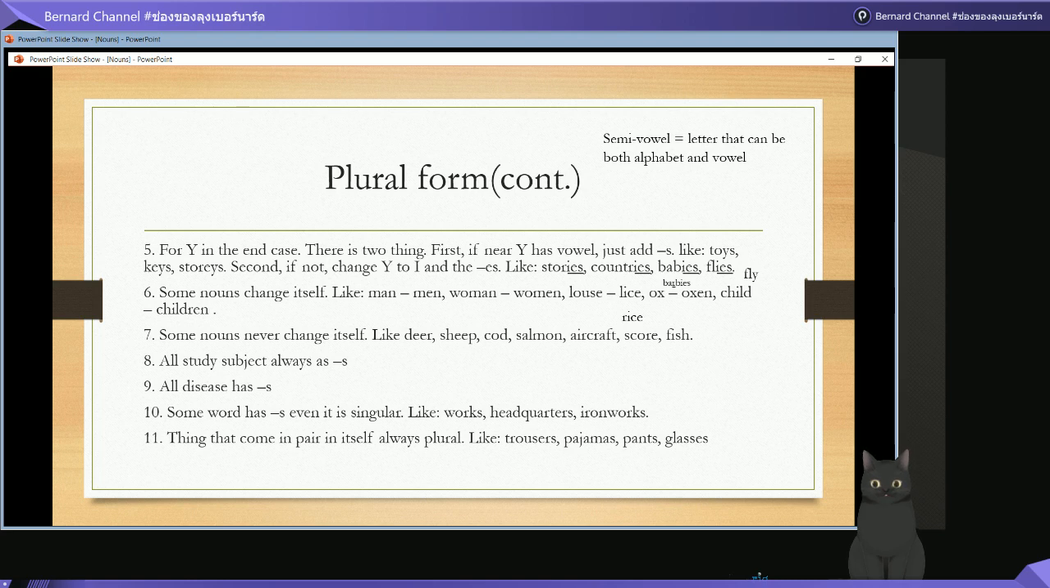Alright, and number 8, number 9, number 10, it is just a small detail. It doesn't affect you much, so don't worry about that. And number 11, it is a little bit of a trap if you're not careful about this one. Okay, just be careful about number 11. Alright, that's it for the plural form of the countable noun. Now let's go to the next thing we're gonna talk about today.